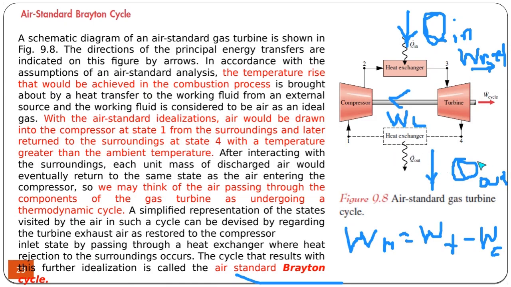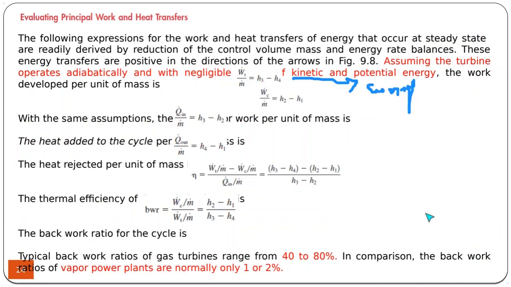By using them, we can construct the efficiency. Efficiency is always output divided by input. Output is the net work output. Input is the heat addition. And of course, we will be using the enthalpies this time instead of internal energies, as in the case of Otto engine, or partly internal energies, partly enthalpies, as in the case of diesel engine. Here we are using only the enthalpies.